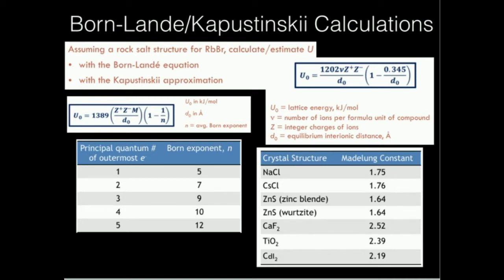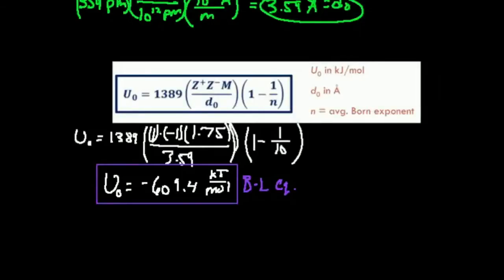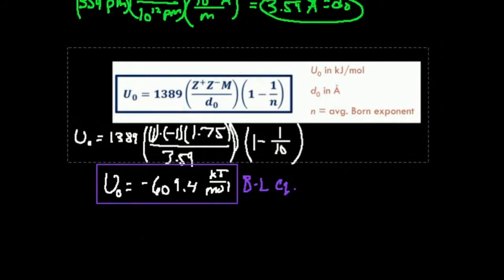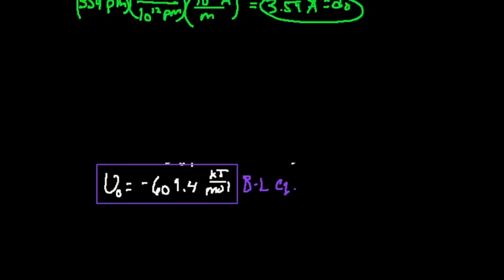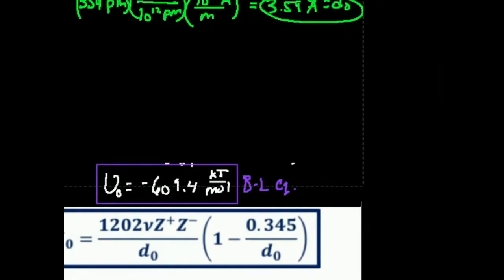So what we're going to do is do the same problem. We want to assume a rock salt structure for rubidium bromide. This is what we did in the previous video. We want to use the Kapustinski approximation and see if we get something relatively similar. All right, so let me go to the paintbrush and I'm going to go ahead and do this. I'm going to erase this part, erase that part. This was, by the way, the lattice energy that we got in the previous video using the Born-Lambda equation. So what I'm going to do here is leave that right there.